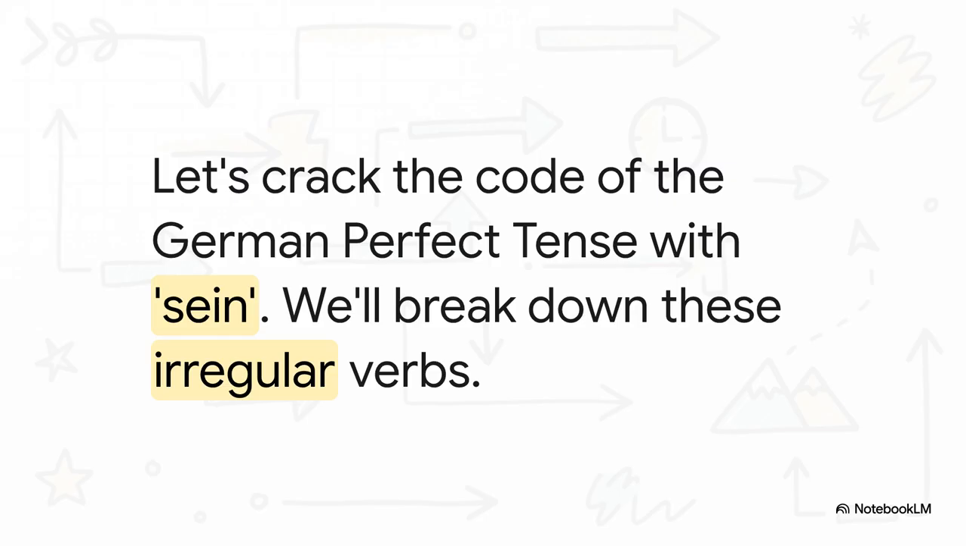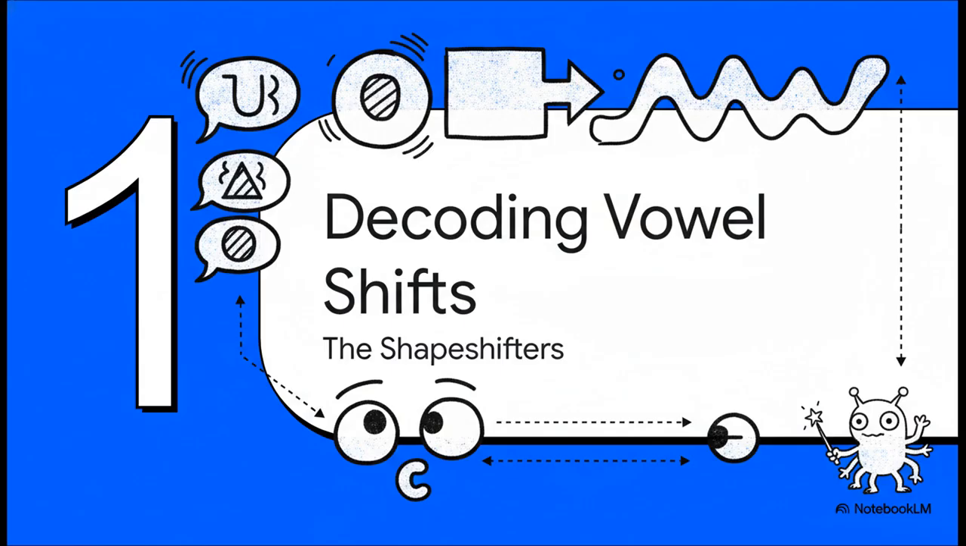system behind it all. Okay, so first up, we've got a group I like to call the shapeshifters. And really, that's exactly what they are. These are verbs where the main vowel completely changes its sound when you pop it into the past tense. These shifts aren't random. They're actually echoes from the deep history of the language. Once you spot the patterns, they get so much easier to predict.